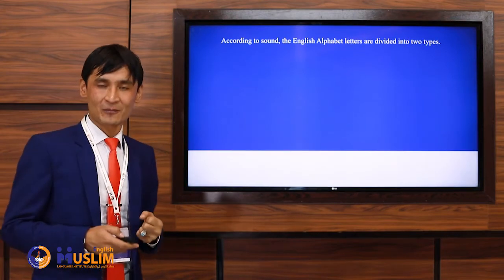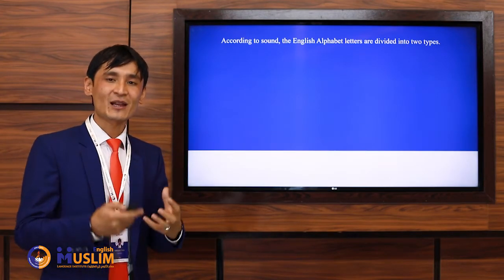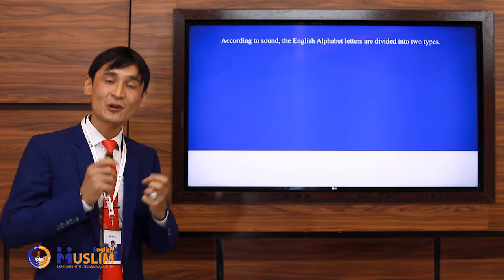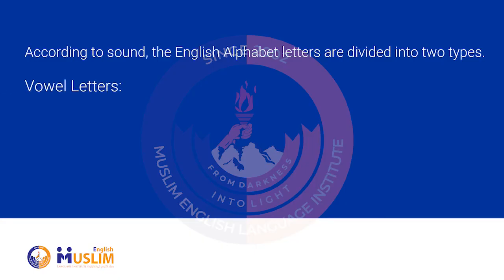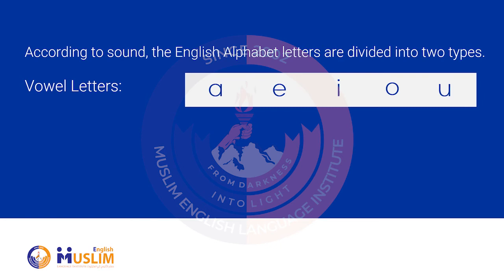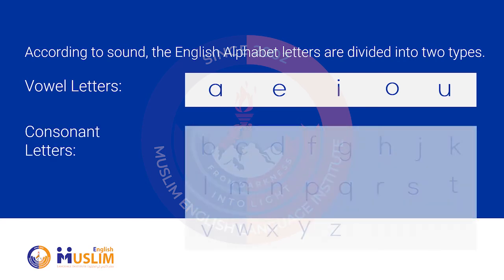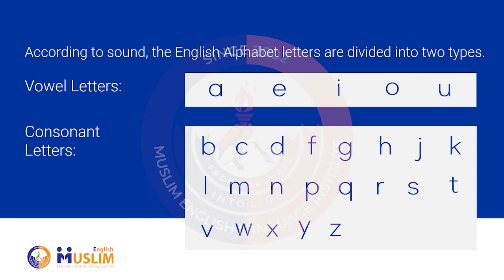According to sound, the English alphabet letters are divided into two types. What are those two types? Vowel letters. Repeat after me. A, E, I, O, U. And the consonant letters. As you can see them all here on the screen, below the vowel letters.